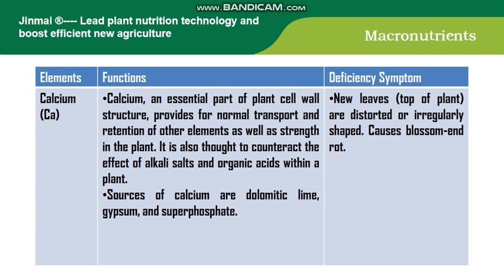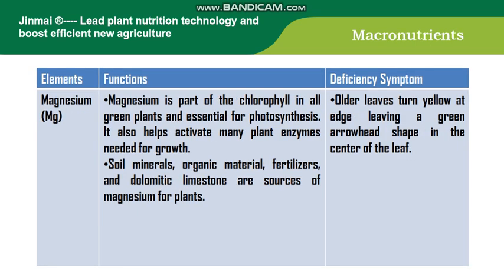Deficiency symptom. New leaves, top of plant, are distorted or irregularly shaped. Causes blossom end rot. Elements. Magnesium, Mg, functions. Magnesium is part of the chlorophyll in all green plants and essential for photosynthesis. It also helps activate many plant enzymes needed for growth.